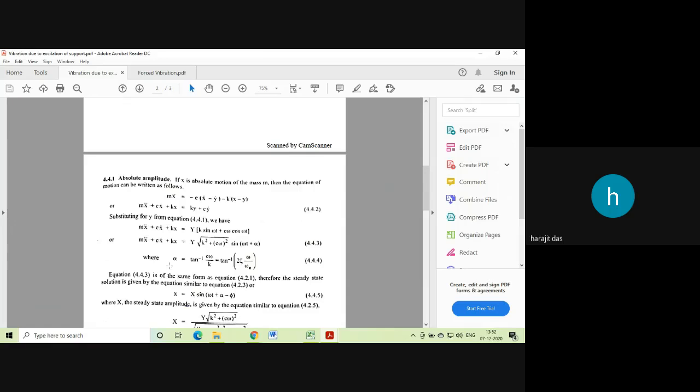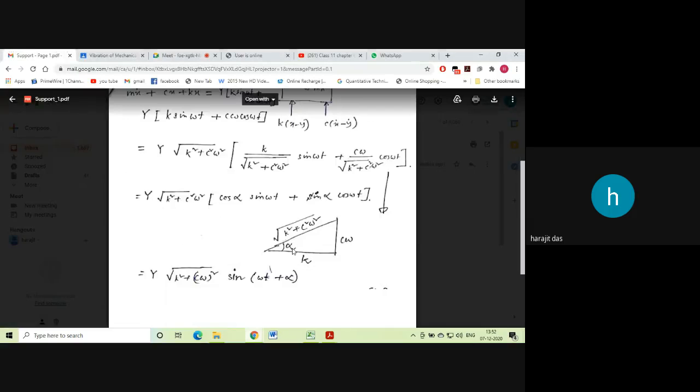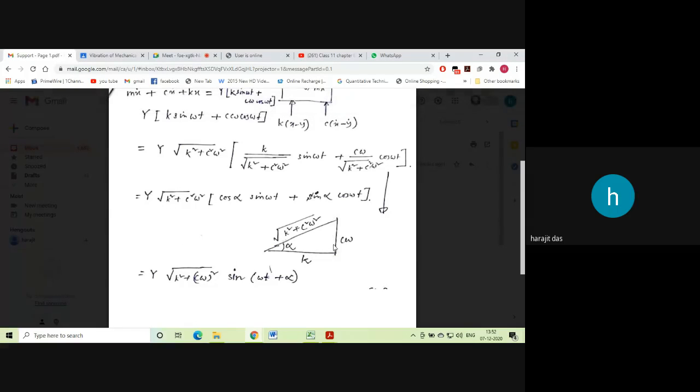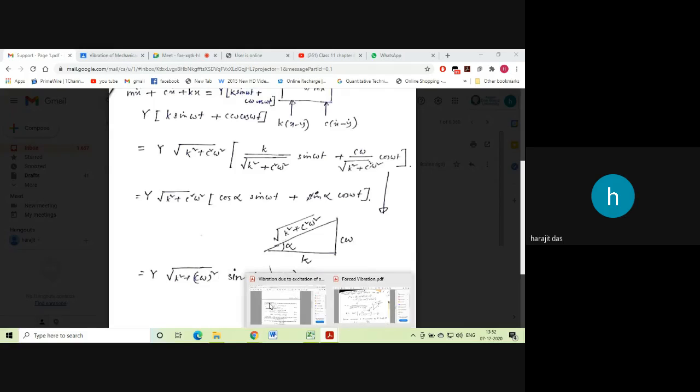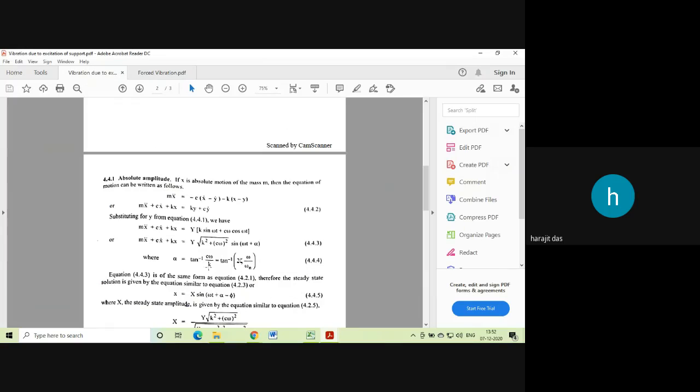Understood? So they have given it directly. So you just go through those points which I have mentioned, and finally you will get this one. So what is alpha? You can find alpha from this triangle directly. Alpha is tan inverse of c omega by k. If you just calculate tan alpha, then it will be c omega by k. So alpha will be tan inverse c omega by k. So what is c omega by k? In the last class we have solved, 2 zeta omega upon omega n, isn't it? Instead of c omega by k, we can write 2 zeta omega by omega n. Understood?